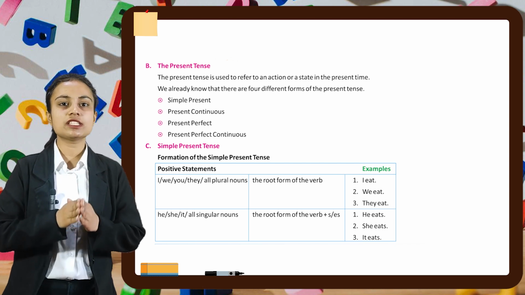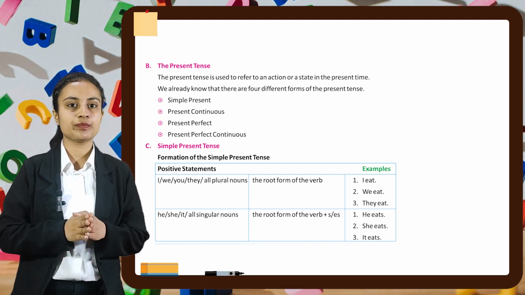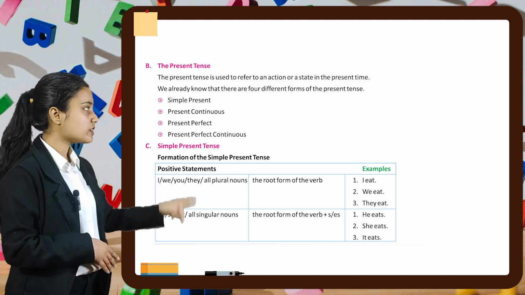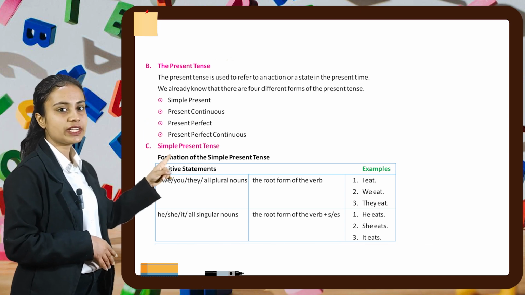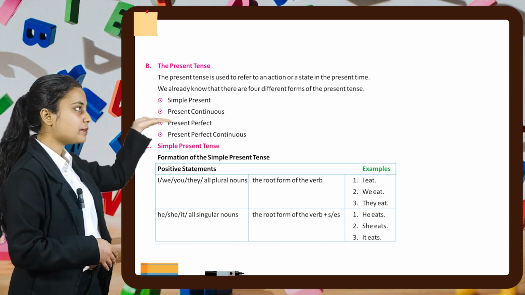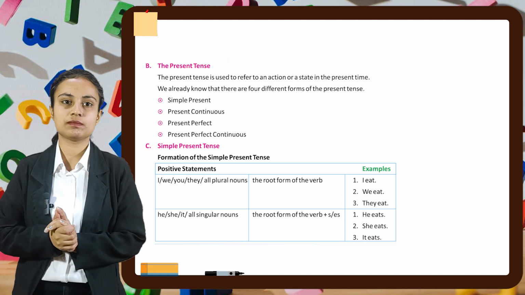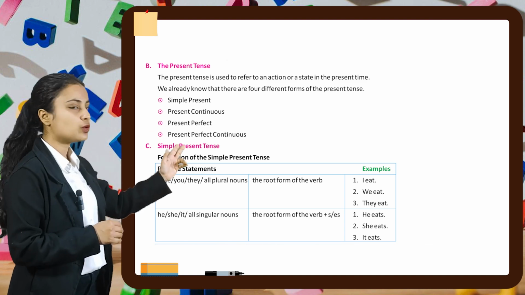The present tense is used to refer to an action or a state in present time. We already know that there are 4 different forms of present tense. First is simple present, then present continuous, present perfect and present perfect continuous. Let's start with simple present tense, the formation of simple present tense. So we can form different sentences using these rules.